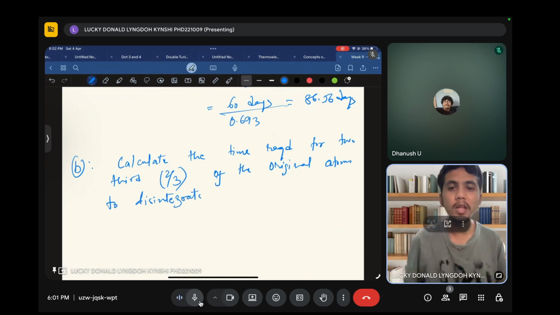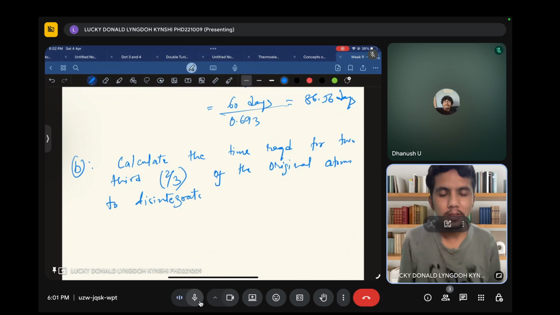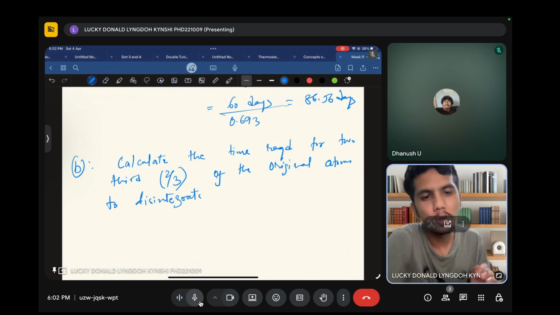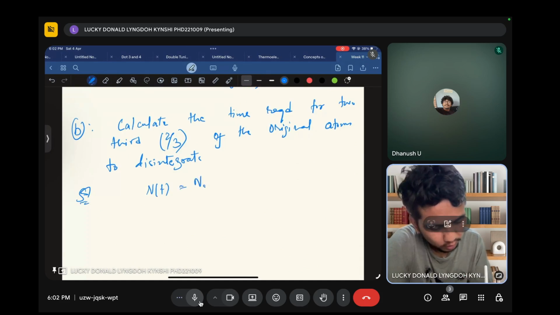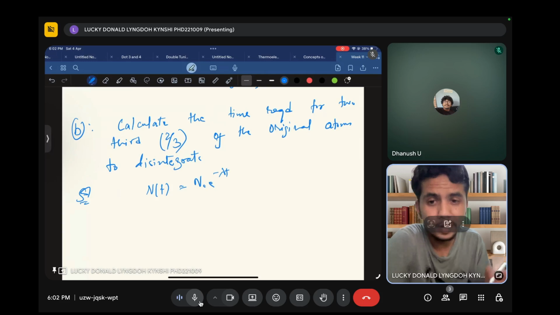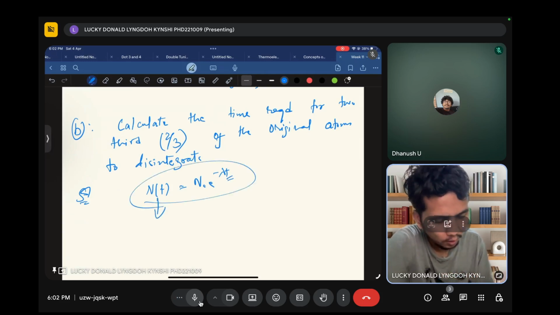So that means we have to find out how long it takes for the element to disintegrate 2/3 of the original atoms. Suppose the original number of atoms is N naught; how much time until 2/3 of N naught will be disintegrated? We use the same formula, Nt equals N naught e to the power minus lambda t, which I have given you. But here we have to find Nt, because we have to find the time. And lambda you already know, right?